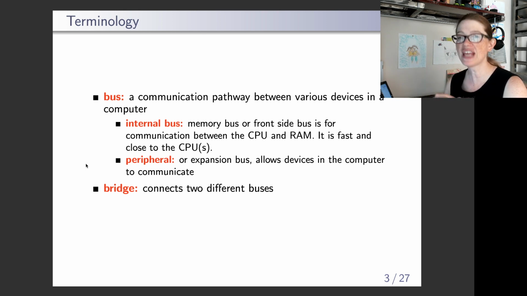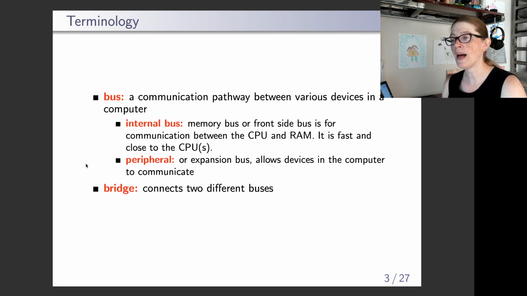So it's a communication pathway. And in fact, when we're referring to the internal bus or the front side bus, that's actually the name of the bus that goes from the CPU to your physical memory, so your RAM. And it's probably one of the fastest, if not the fastest bus in your system.